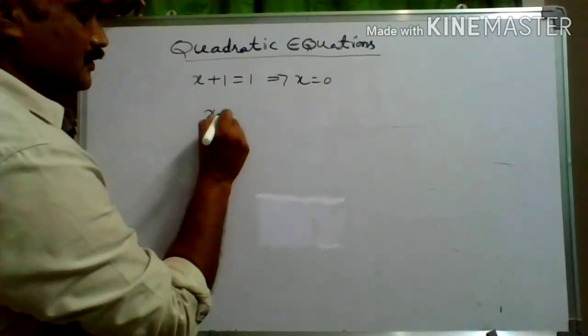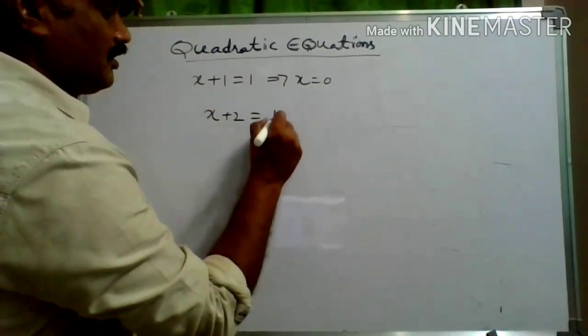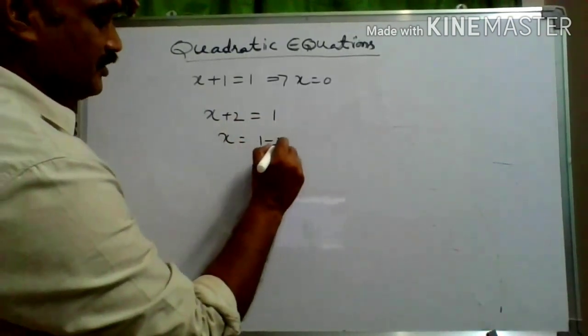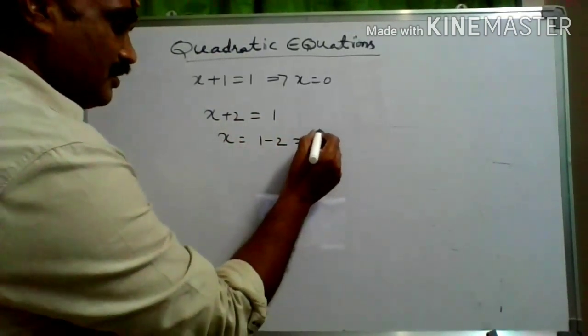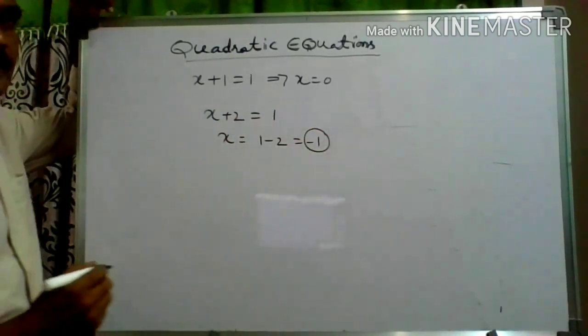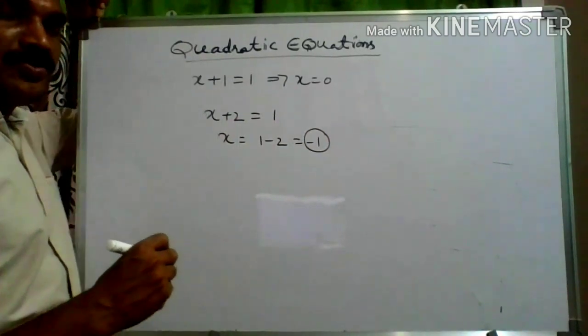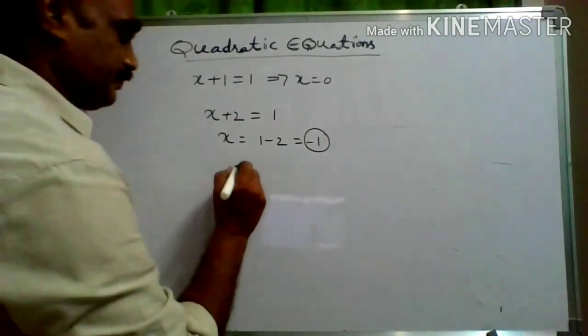Next, students, x plus 2 is equal to 1. Students, x is equal to 1 minus 2, minus 1. Students, minus 1 is not a whole number. So whole numbers extend to integers.